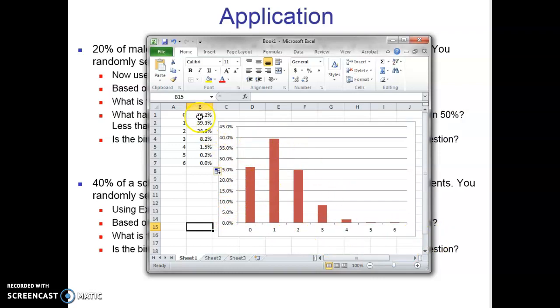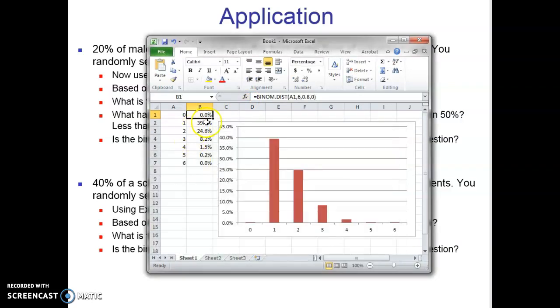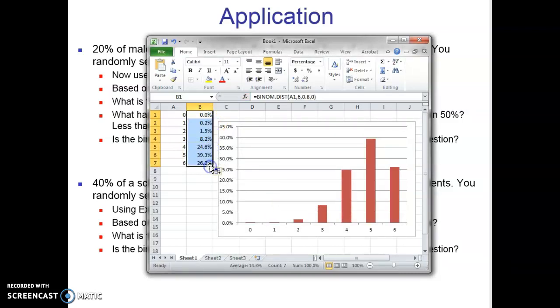Okay? And what if we change it to something higher than 50%? Let's take it to 80%, 0.8. And watch what happens here. Now we get a left skew. If there's an 80% probability of getting people that are colorblind, you're going to have very few zeros, ones, and twos. You're going to have a lot of 4s, 5s, and 6s. So there is an intuition behind this.